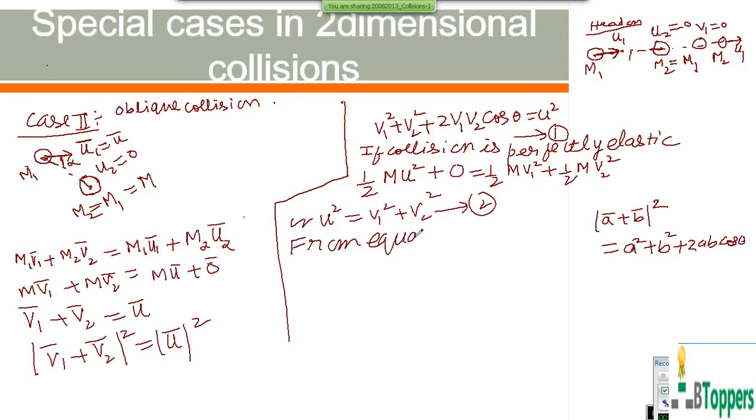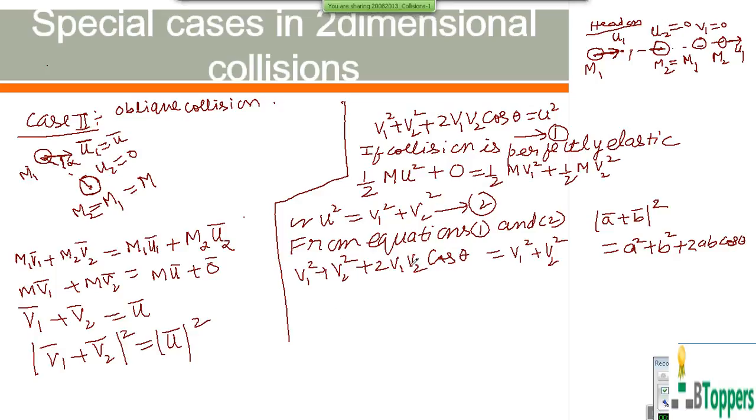We'll substitute the value of u square from equation 2 into equation 1. So from equations 1 and 2, substitute this value of u square from equation 2 on the right hand side of equation 1. You get v1 square plus v2 square plus 2 v1 v2 cos theta equal to u square, which is v1 square plus v2 square. So v1 square plus v2 square gets cancelled on both sides, and you get 2 v1 v2 cos theta equal to 0.